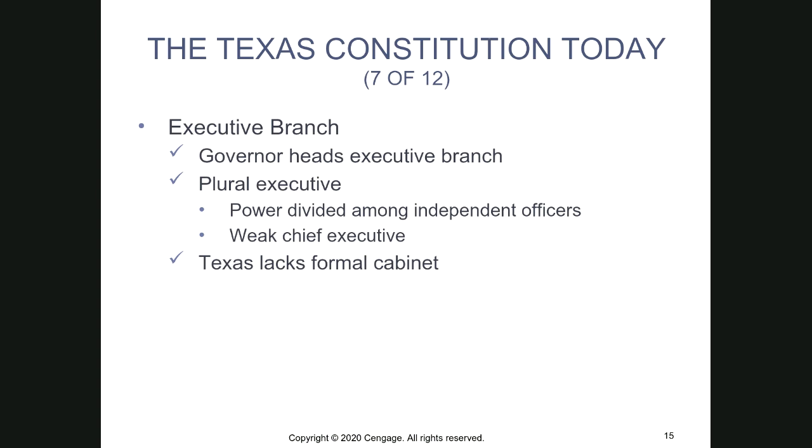And part of that is because of the plural executive. So this is an executive branch in which power is divided among several independently elected officials. And it thereby weakens the governor's power to act as the chief executive. So instead of the governor getting to fill all of those places with individuals that are on his same side, political allies, the people are going in and picking. So in theory, although rarely in practice, we could go in and elect Democrats to serve along a Republican governor or vice versa. So it weakens the power that the governor has to some extent.